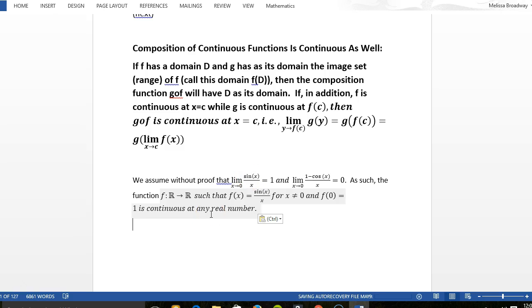And one thing I need to say during this video is we're going to assume without proof that the limit as x goes to 0 of the sine of x over x equals 1. This one we're going to use. And later on, but not now, we're going to use this one as well. This limit is 0. As such, the function f from R to R such that f of x equals sine x over x for non-zero x, and such that f of 0 equals 1 is going to be continuous at any real number, including 0 itself. So we're going to need that. That's for the next example I'm fixing to do.